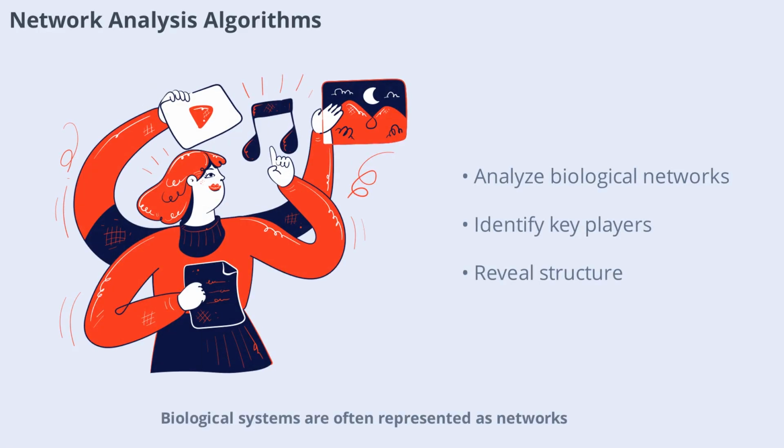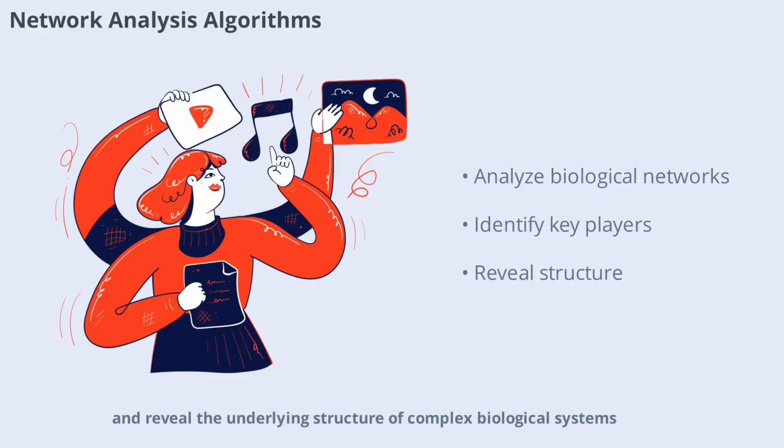Biological systems are often represented as networks, such as protein-protein interaction networks or gene regulatory networks. Algorithms for network analysis help researchers understand how different components interact and influence each other. These algorithms can identify key players in a network, predict the effects of perturbations, and reveal the underlying structure of complex biological systems.